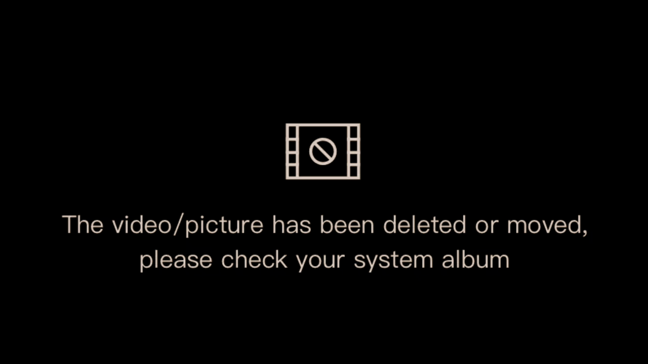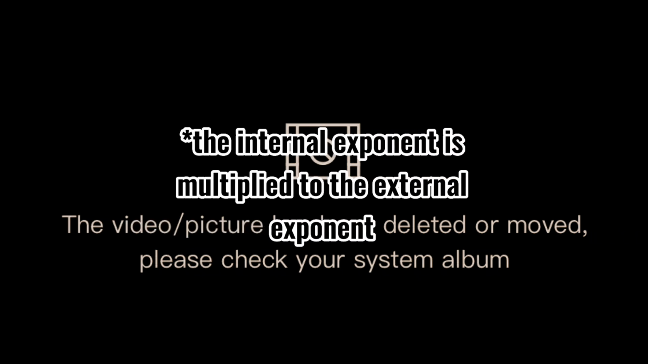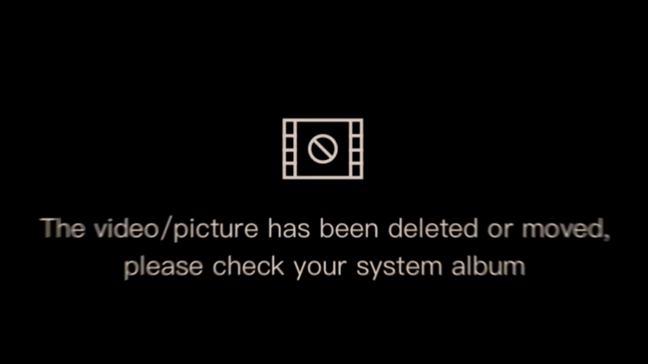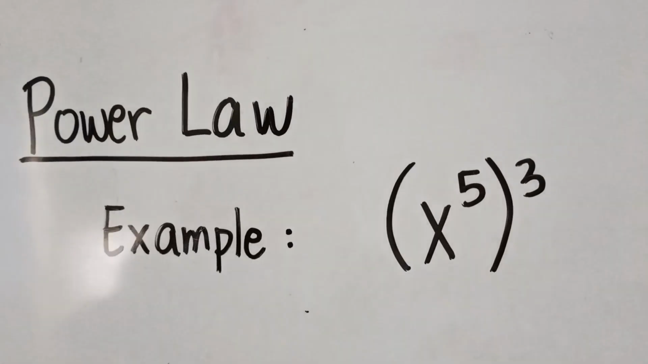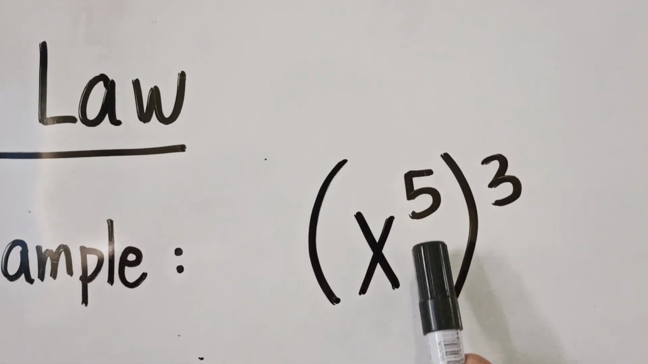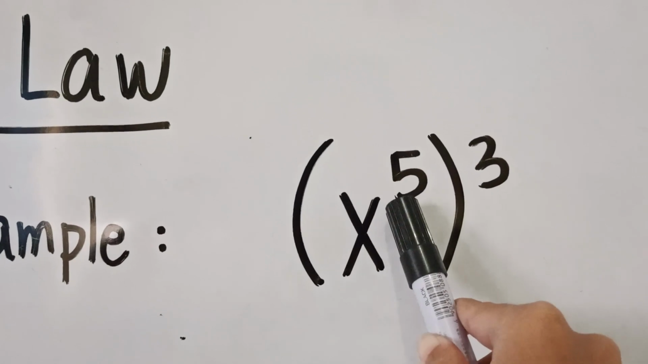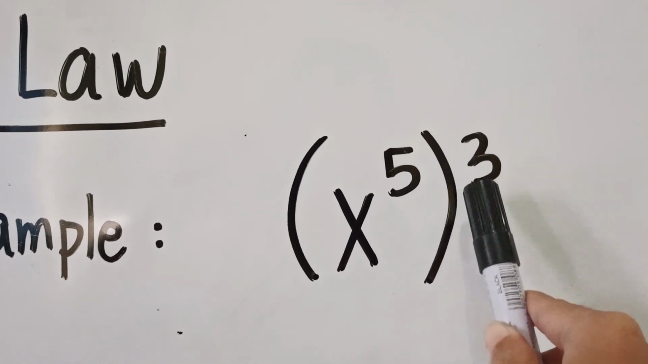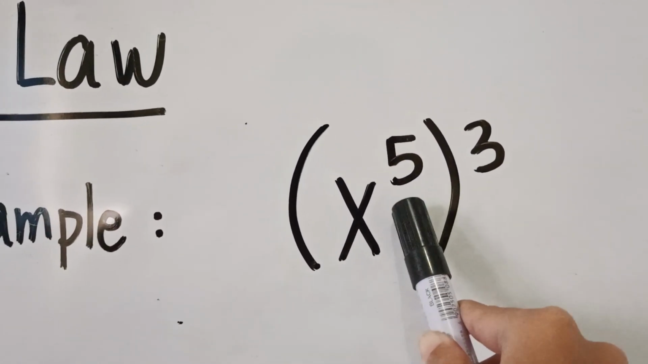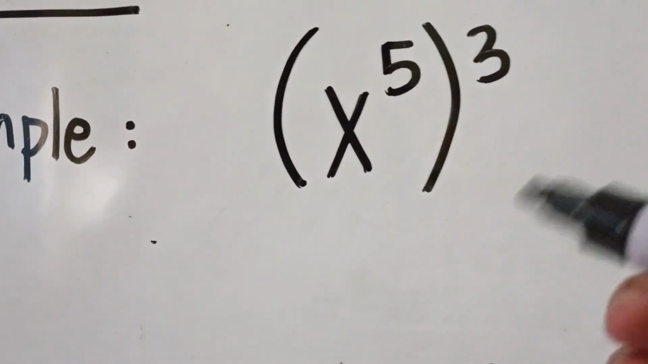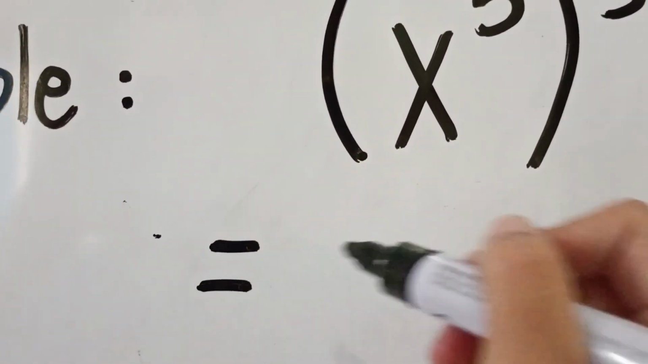The next law of exponents is power law. The internal exponent is multiplied to the external exponent. Let's have some examples. We have here the quantity x to the power of 5 all raised to the power of 3. Now, 5 is the internal exponent and 3 is the external exponent. So we need to multiply these exponents.